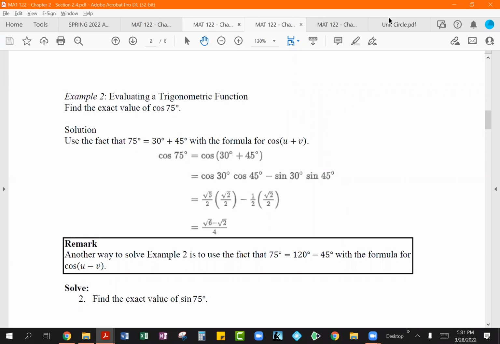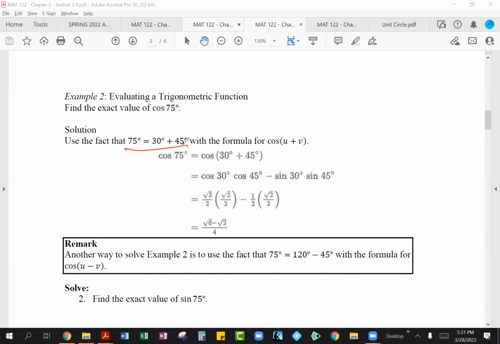You can see this example here with 75. It was easy to break this down into 30 and 45. So 30 plus 45. You're using the sum formula, cosine of u plus v. So use that to break this down. And then again, using the unit circle, we were able to come up with an answer. They're telling you another way to solve this would also be breaking down 75 degrees into 120 minus 45, and then you could use the cosine of u minus v formula instead of the cosine of u plus v.